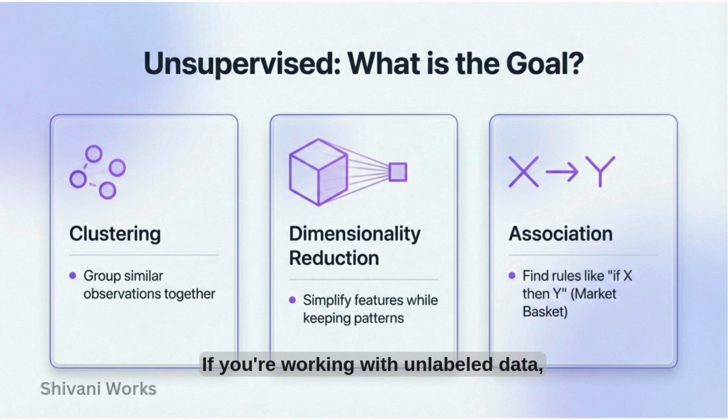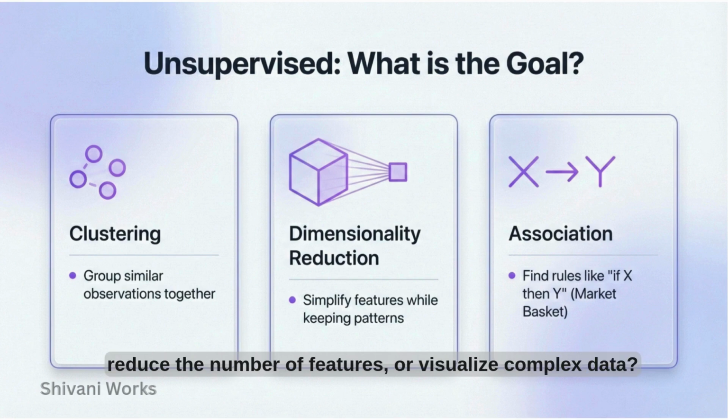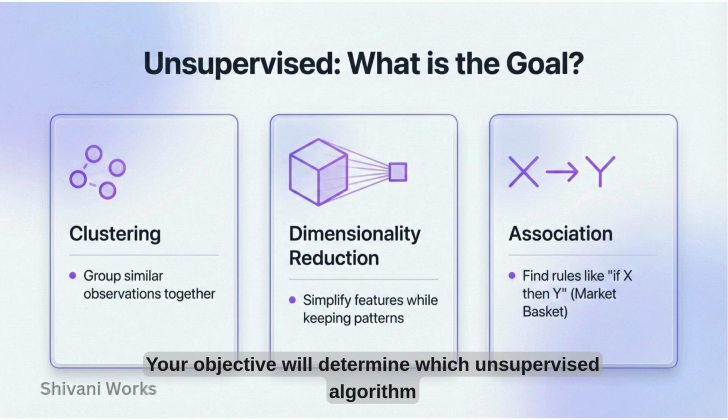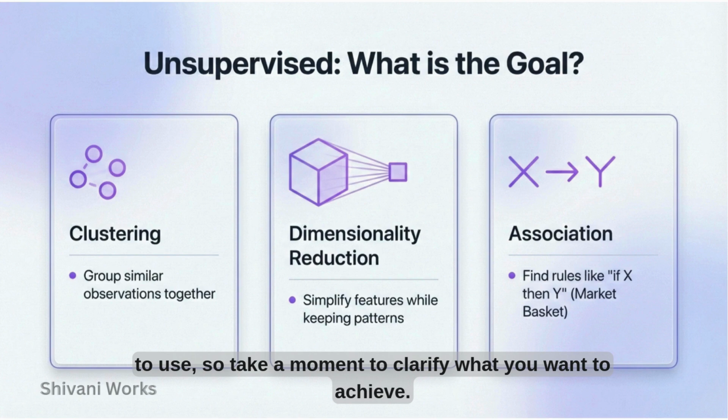If you're working with unlabeled data, your next step is to define your goal. Are you trying to group similar items together, reduce the number of features, or visualize complex data? Your objective will determine which unsupervised algorithm to use, so take a moment to clarify what you want to achieve.